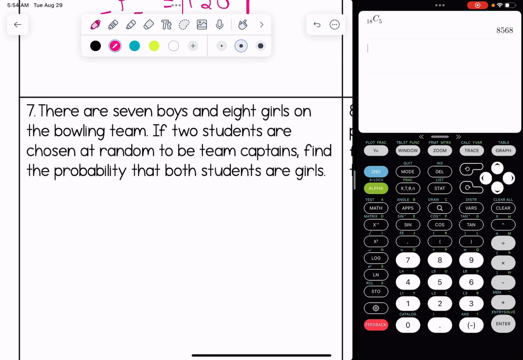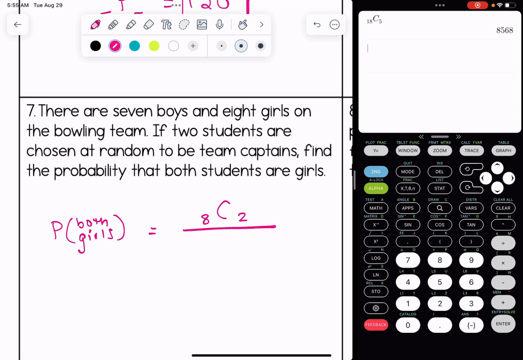If 2 students are chosen at random to be team captains, find the probability that both students are girls. Okay, so we want the probability that they are both girls. And I'm going to start by creating my fraction because probability, again, is the number of favorable outcomes, like the outcomes we want, over the number of possible outcomes. Well, we want both of them to be girls in this case. So for favorable, we want to take the 8 girls and we want to choose 2 of them. The order doesn't matter. They're both captains. They have the same role.